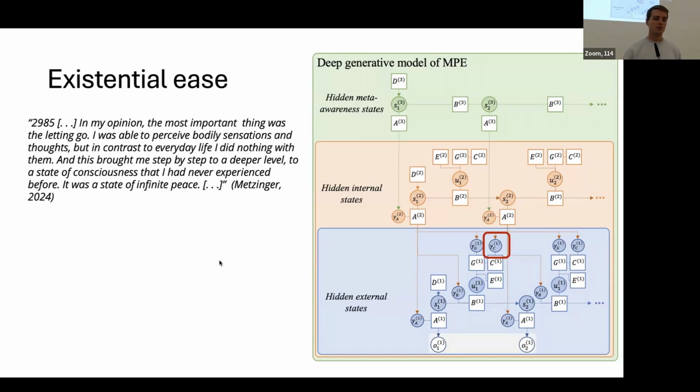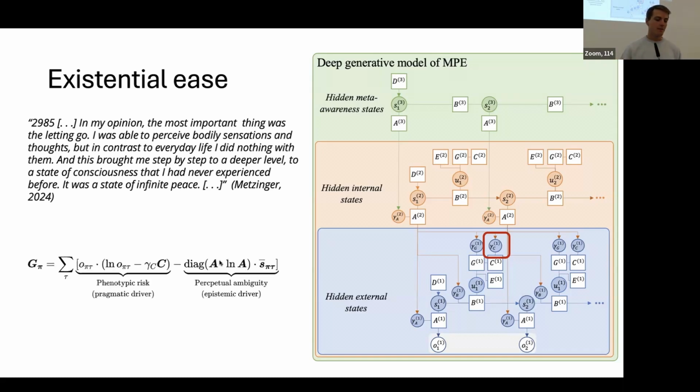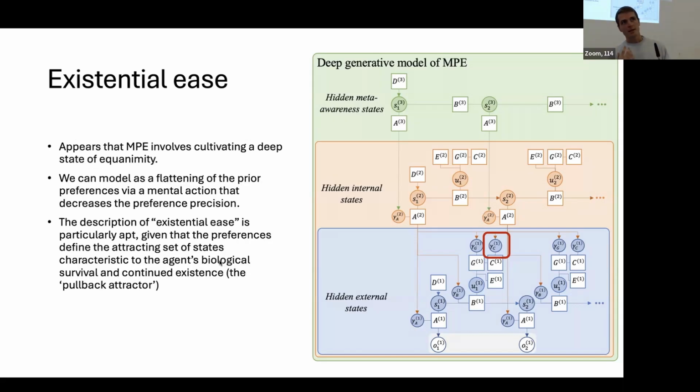So I'm capturing this notion of existential ease as a top-down modulation of the preference precision. And you can see how I'm building up a bit of a story from the phenomenology here. I really like the language of existential ease in relation to the preferences, because actually the preferences define the phenotypic needs of the agent. They are the pullback attractor of the agent. They define the homeostatic regulatory set points, and they are what allows the agent to continue to exist. So by flattening this, existential ease does seem like a plausible description.